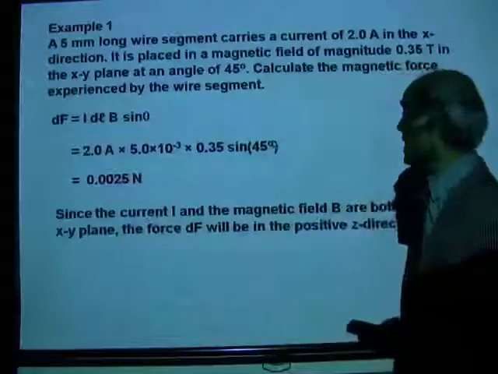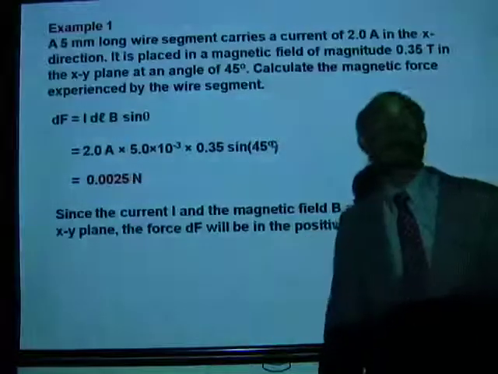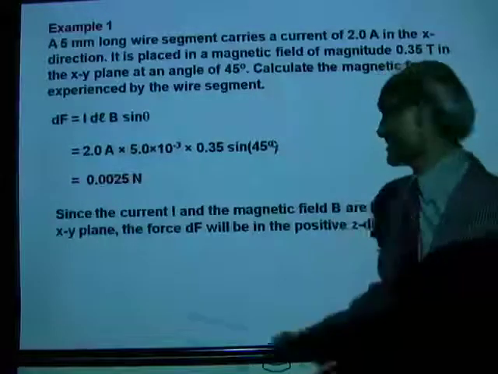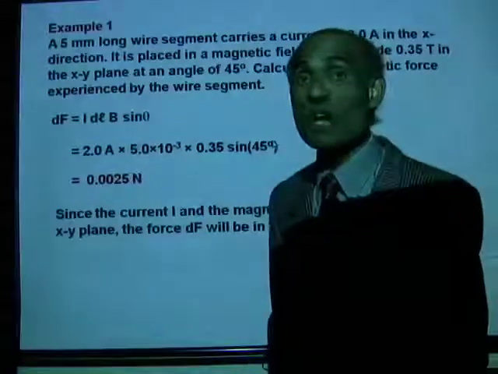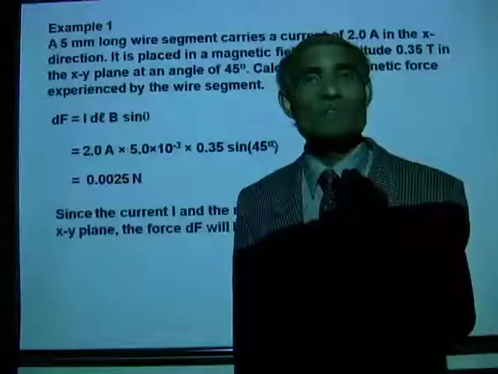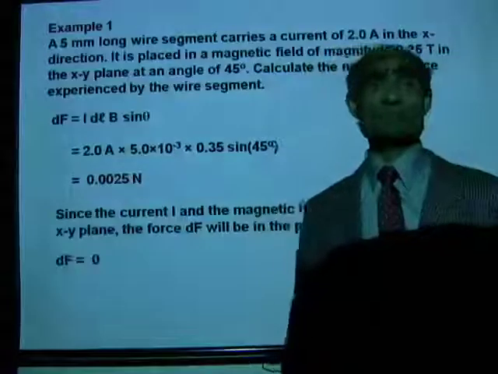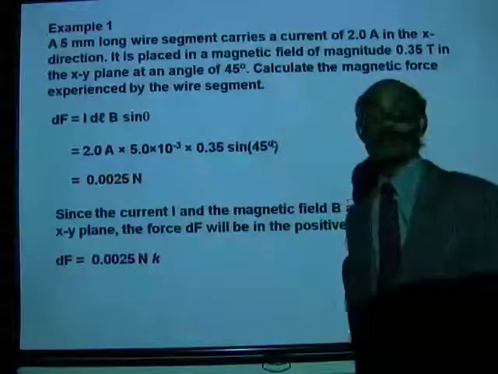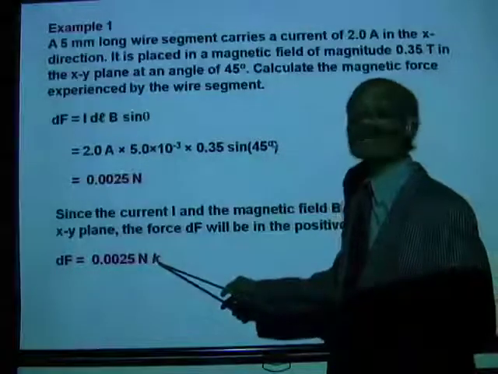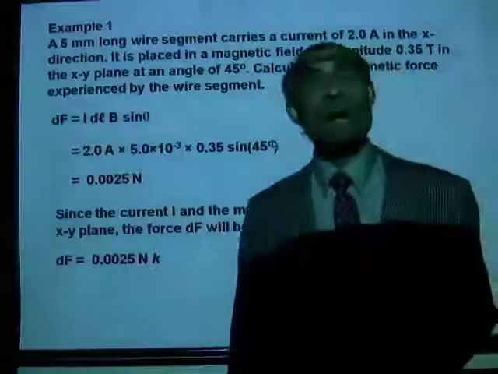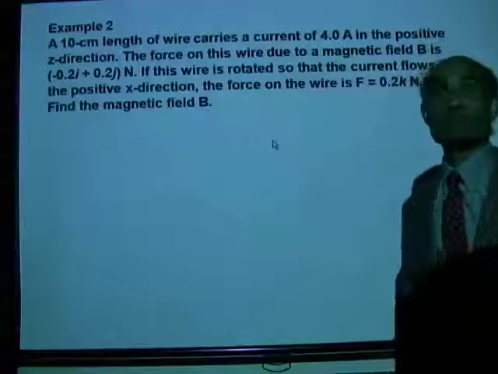So, since the current I and the magnetic field B are both in the xy plane, what will be the direction of this force? dF will be in the positive z direction. So in a problem like this, it is not enough to calculate the magnitude. You also have to obtain the direction, because that force is a vector. And therefore, the final answer is dF is 0.0025 Newton k. The force is in the positive z direction. Let's do another one. A little more involved.